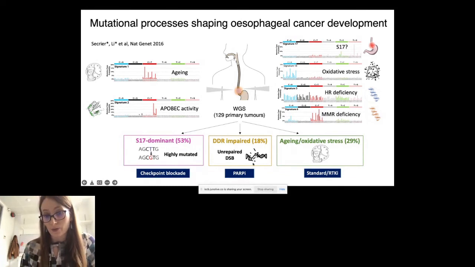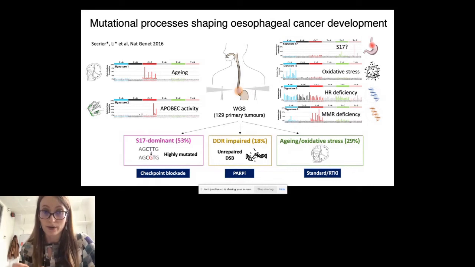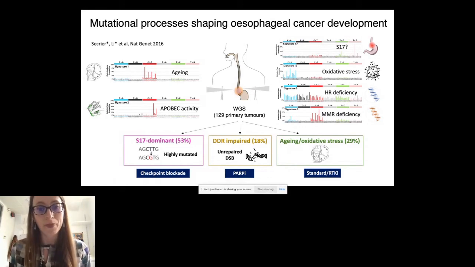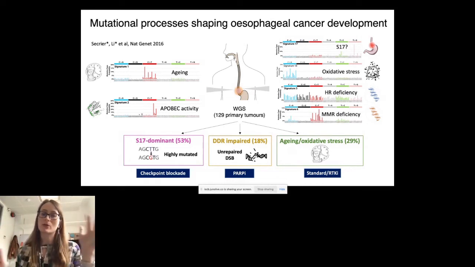The DNA damage repair impaired subgroup has a similar homologous recombination deficiency like I discussed before. So these patients could potentially benefit from PARP inhibitors, and the rest of the patients would just go with the standard of care. So these are hypotheses that we are currently testing in a variety of scenarios. But this gave us a first overview of the main mutational processes acting in these genomes.